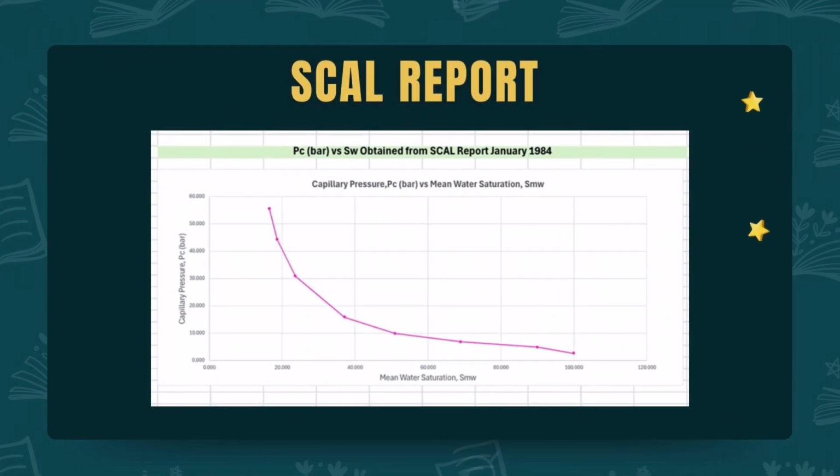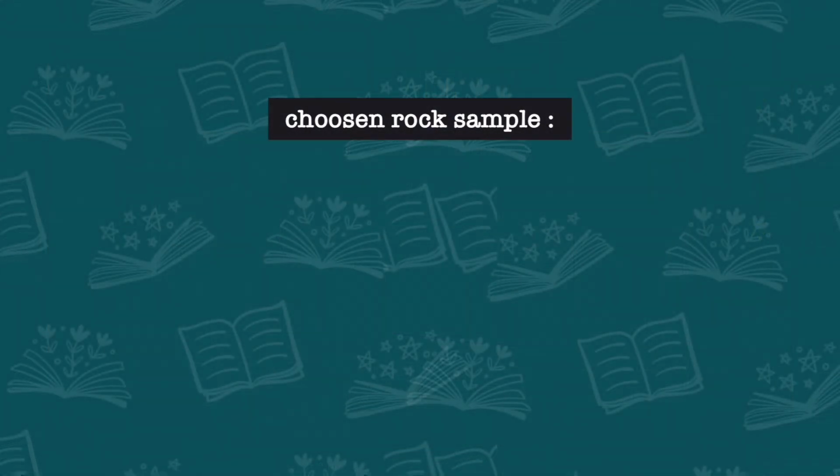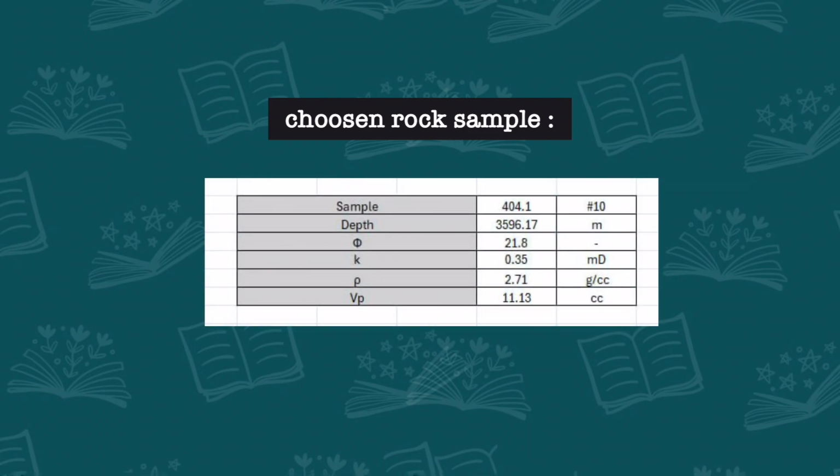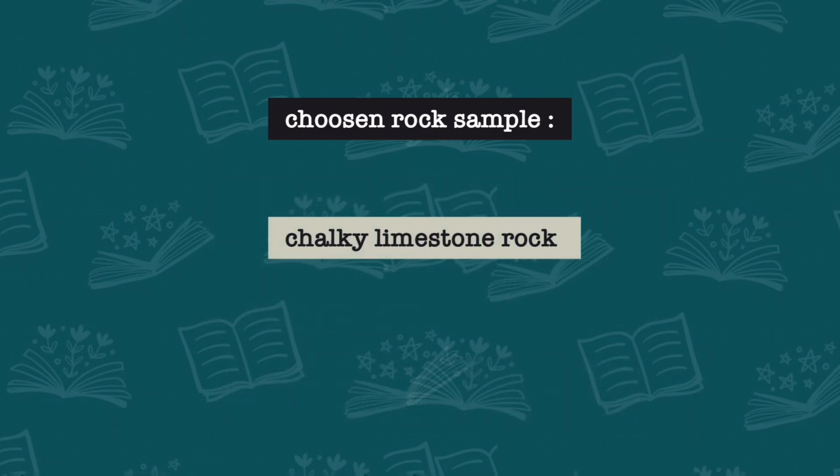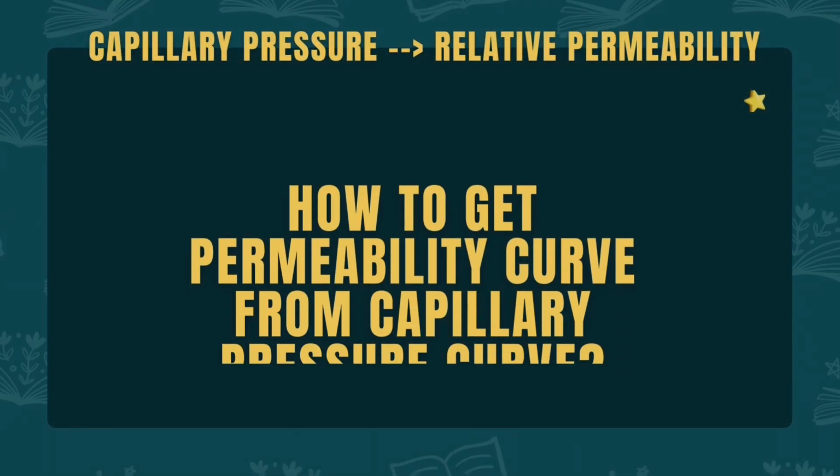Before we start to interpret the permeability curve from the capillary pressure curve using the Purcell, Brooks-Corey, and Corey methods, we plotted a graph of capillary pressure Pc (bar) versus water saturation Sw obtained from the SCAL report. This tabulated data and graph is needed as it is part of the method's calculation and also the data representation. Our chosen rock sample is sample number 404.1 with the depth provided as 3,596.17 meter, and the rock sample that we use is chalky limestone.